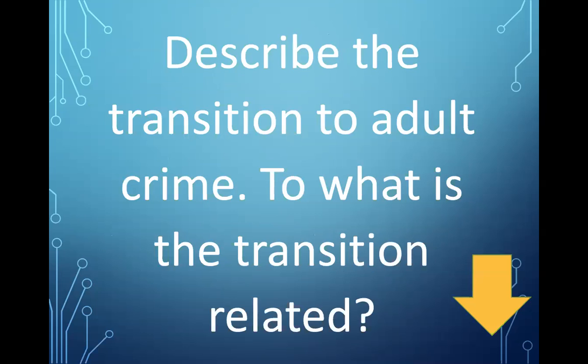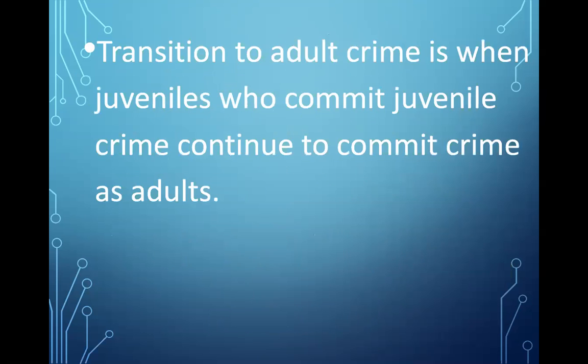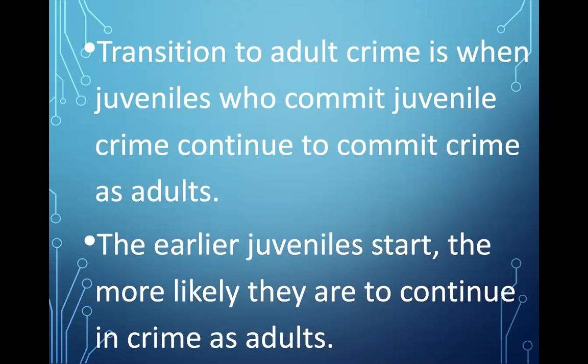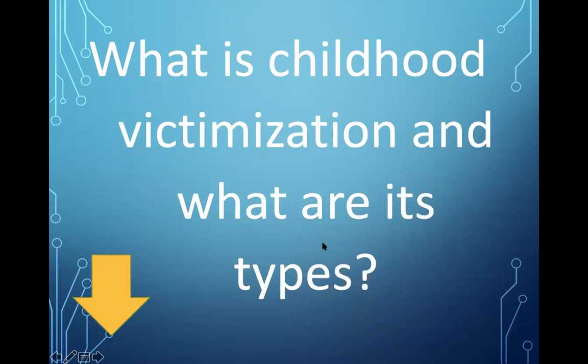Describe the transition to adult crime. So what is that transition related to? It's when juveniles who commit juvenile crime continue to commit crime, but as adults. The earlier that juveniles start, the more likely they are to continue to commit crimes as adults.